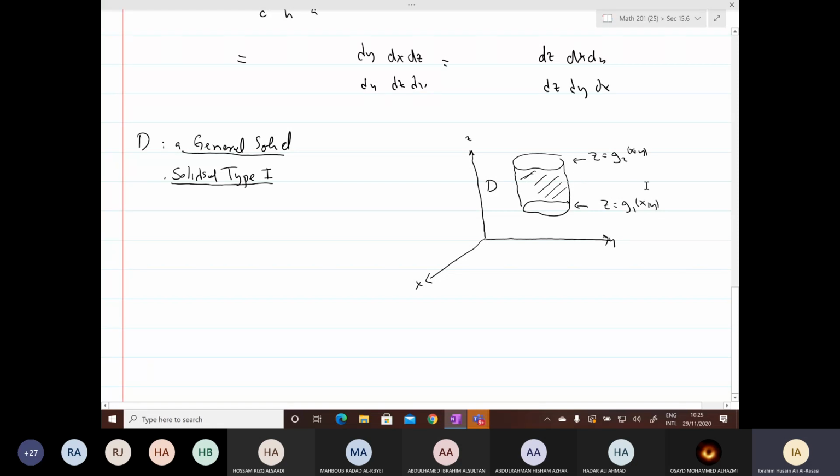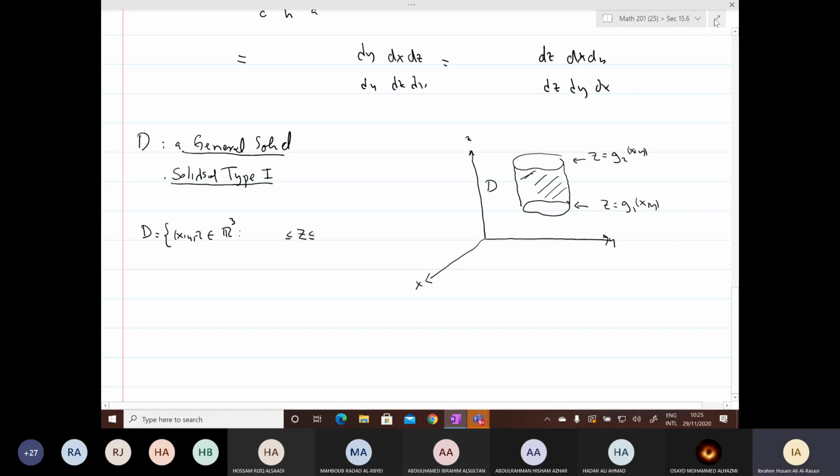We need to describe D. This is the set of all X, Y, Z in R3. The description will be the same as the limits we did in the double integral. For the description, I start with describing Z first.